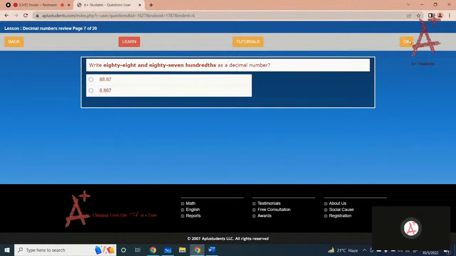Okay, write 88 and 87 hundredths. So which option is the correct one? First one or the second one? The first option is the correct one. Got it? So select the correct option and click on the OK button.